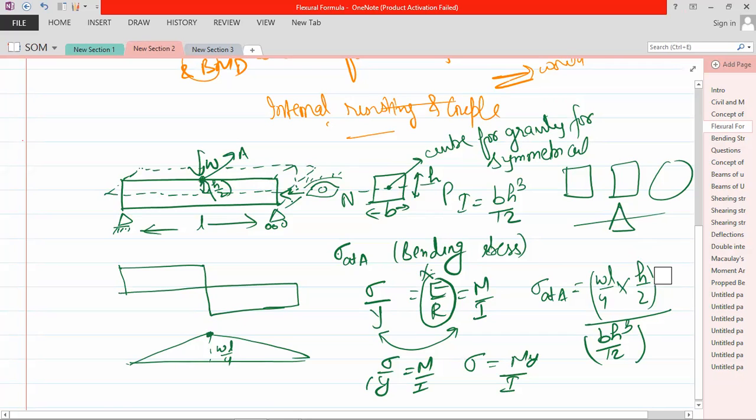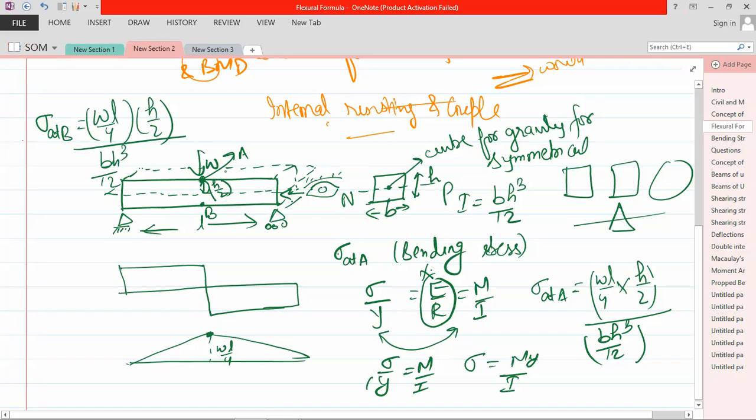Now sigma at point A. Now if you need to obtain sigma at point B, what is sigma at point B? Same thing. What will the moment be? WL by 4. The distance from the neutral plane of the bottom fiber is h by 2. And what is the I about the neutral plane? It is bh cube by 12. So you can see both values are coming equal.